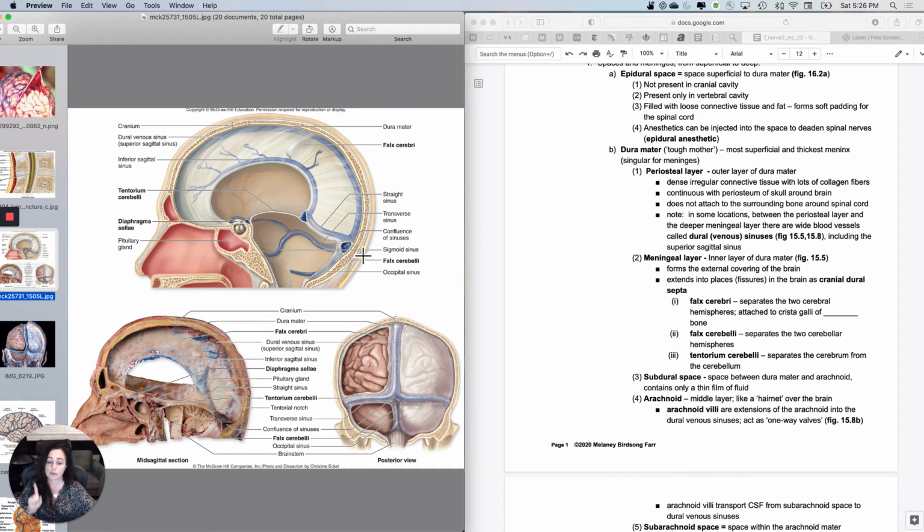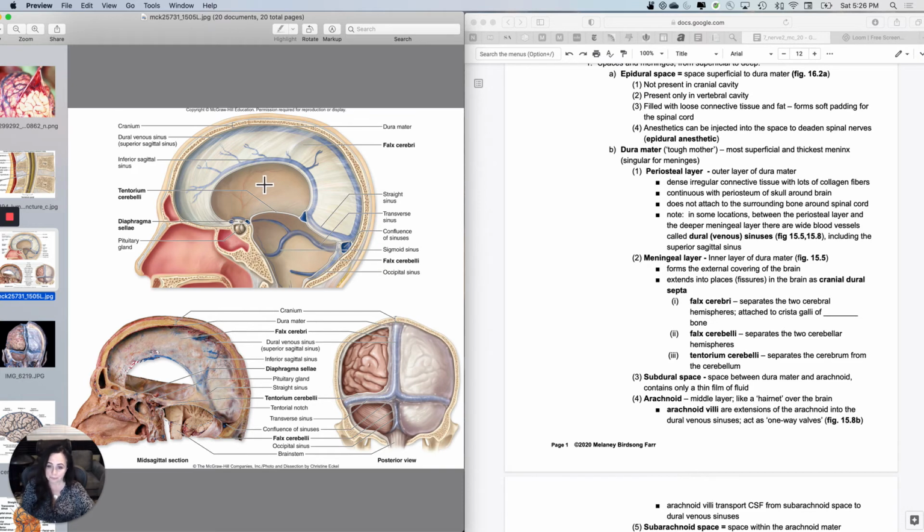So the cranial dural septa, let me show you where they are. This one right here is the biggest one. This is called the falx cerebri. It separates the two cerebral hemispheres, and when it's intact and still associated with the brain, it attaches to the crista galli of the what bone? Do you remember what bone the crista galli is part of? Try to remember and write it in there. So it's this big partition right there.